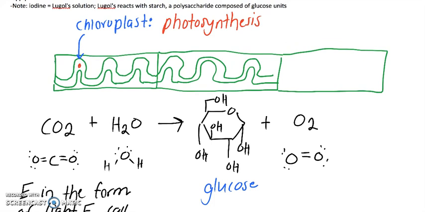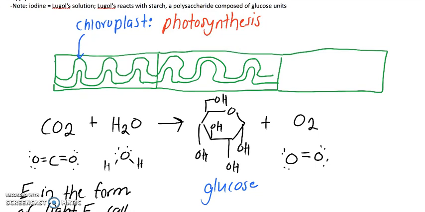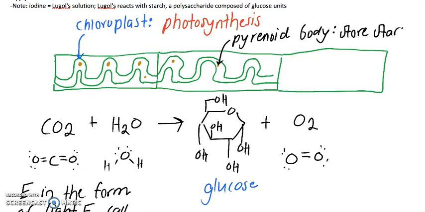Let's use a different color. So these structures, these guys are called the pyrenoid bodies, and they store the starch that was just made. So pyrenoid body. And they store starch.